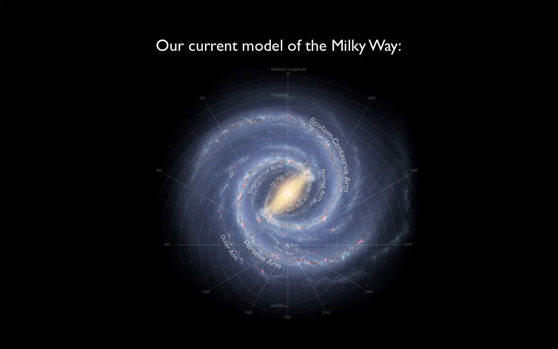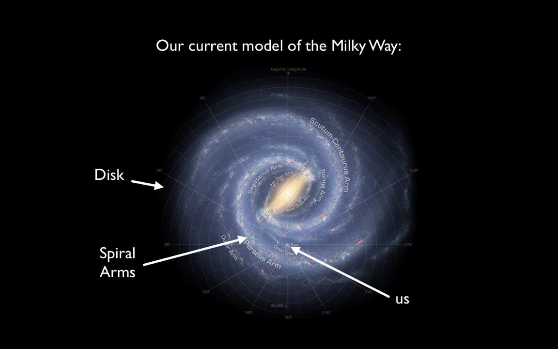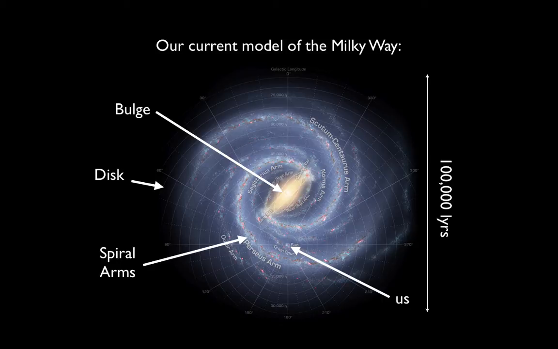And you see that the disk has a sort of bright center, which we call the bulge, where there's a lot of stars. And coming out of that bulge are these long spiral arms. The sun is located along one of these spiral arms, somewhere sort of halfway out. So here's that disk. Here are the spiral arms, and that's where we are. That's the bulge at the center of the galaxy. And the whole thing is about 100,000 light years across as we measured from those globular cluster distances.